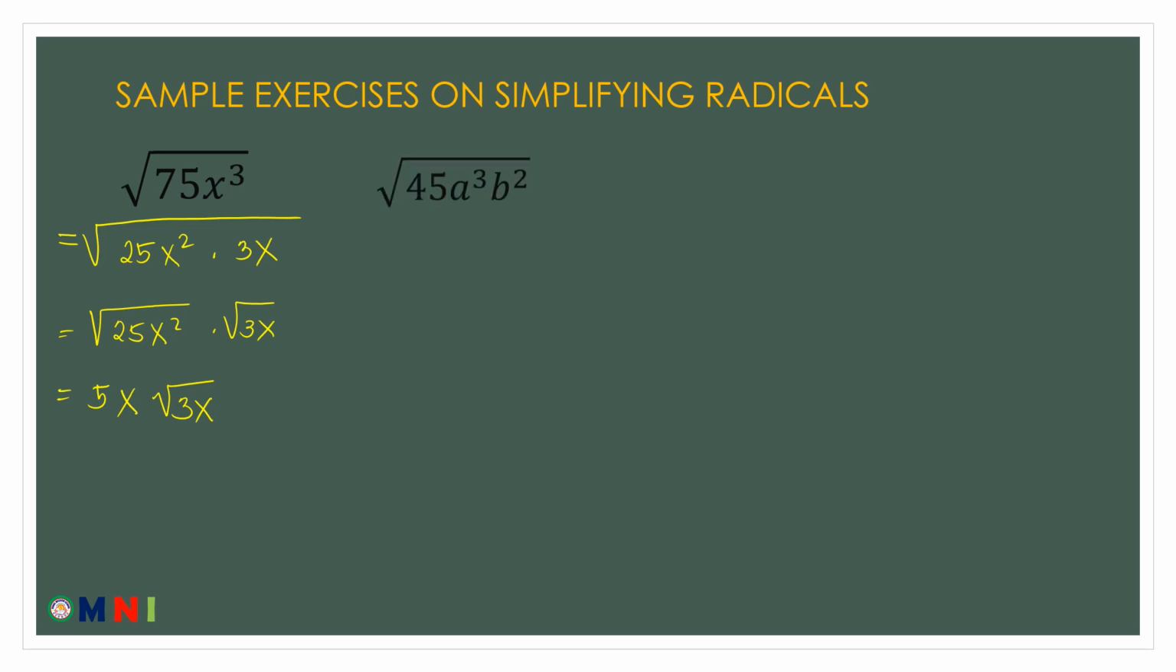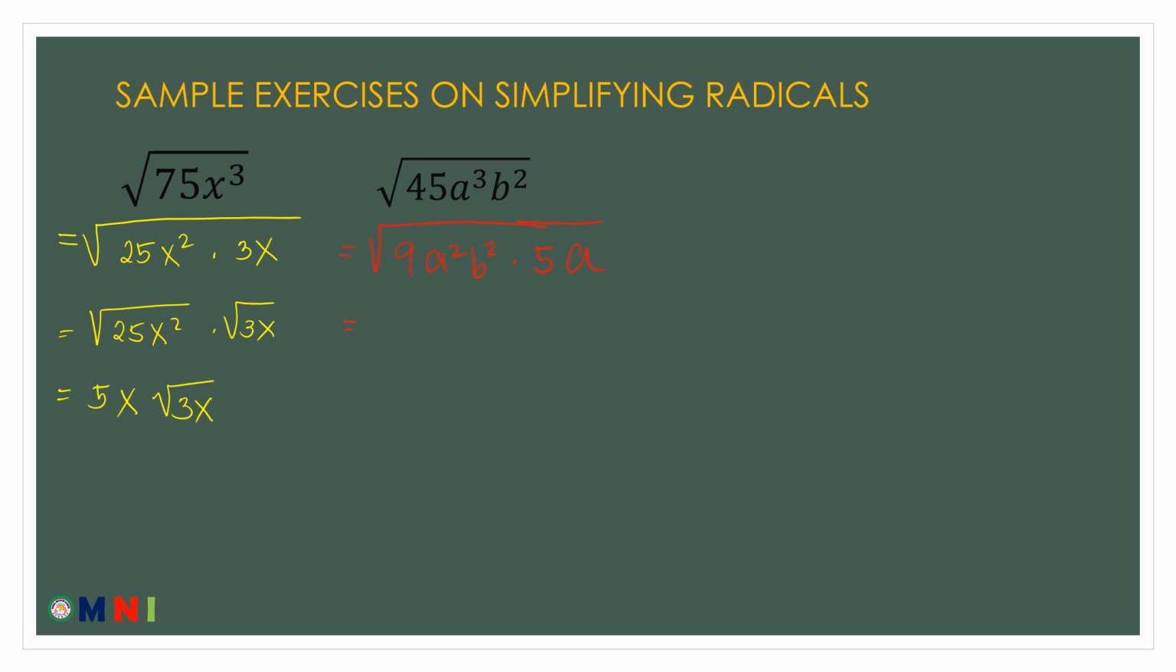Next we have the square root of 45a cubed b squared. Now, of course, we have to look for the perfect square factor of 45, which is 9. And then for a cubed, the closest perfect square is a squared, and then b squared. And the other factor is 5a, because 2 plus 1, it's a cubed.